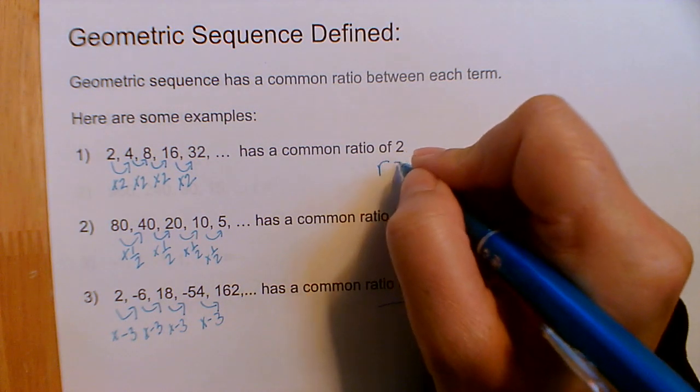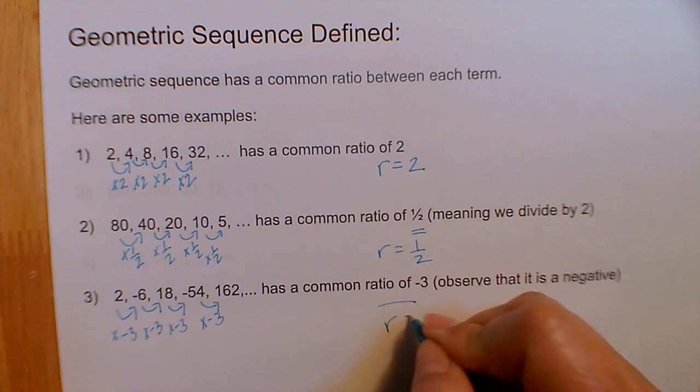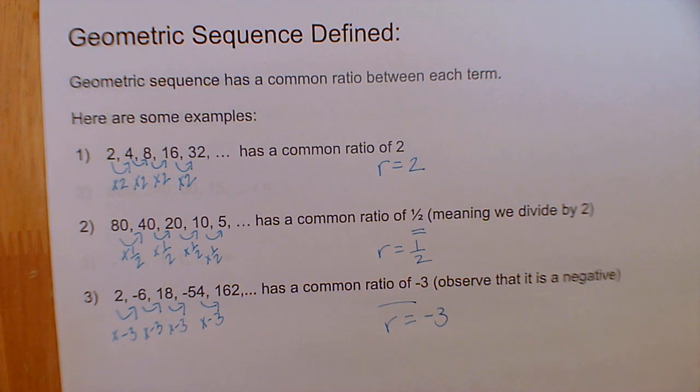You may write these out using the letter r. Common ratio of 2, common ratio of 1/2, common ratio of -3. That's the letter that we're going to use to denote the common ratio.